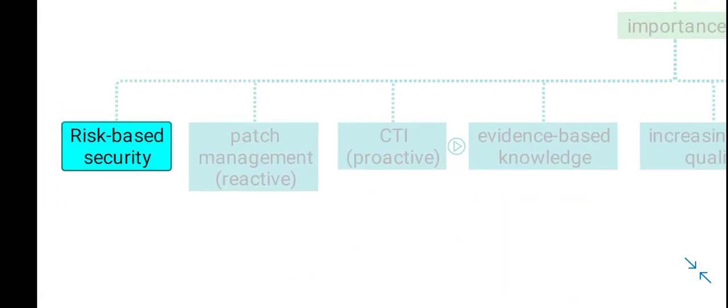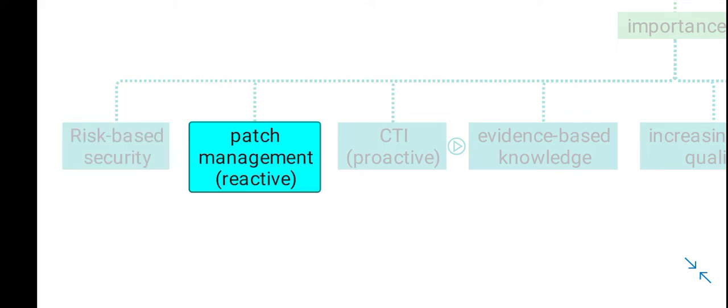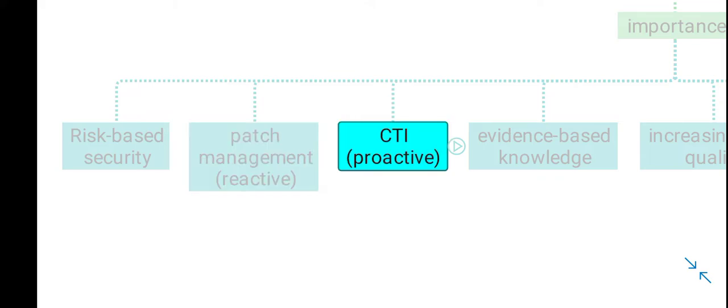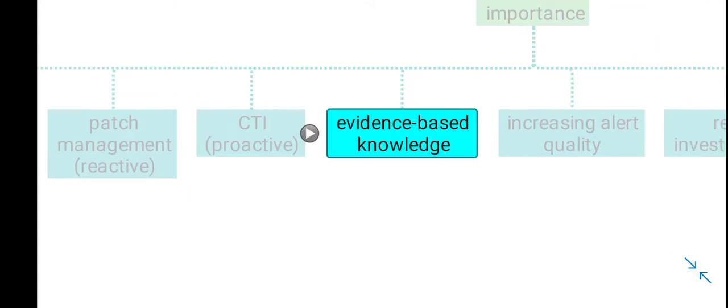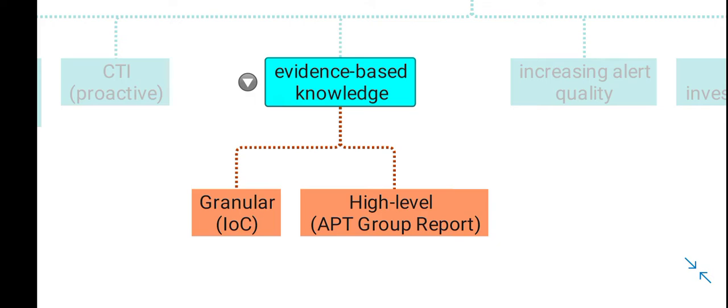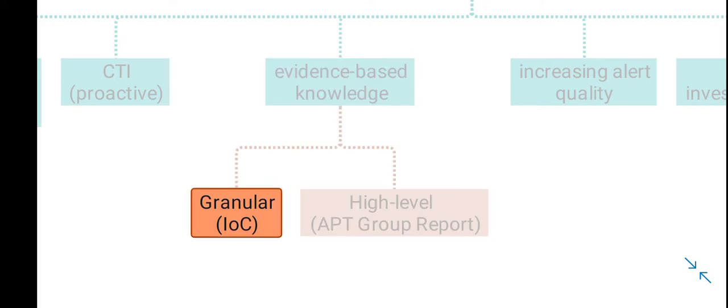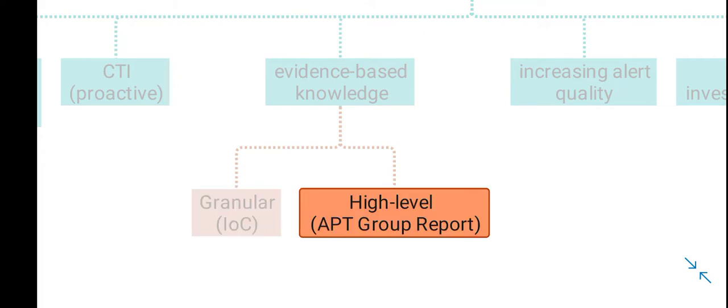So, in order to ensure risk based security in your organization, you have deployed different security technologies. But most of these security technologies are reactive. For example, once you detect a vulnerability, then you deploy its patch. But cyber threat intelligence is a proactive mechanism. So it is evidence based knowledge or data, and this data can be very granular, like an indicator of compromise or IOC, or it can be a high level APT group report.